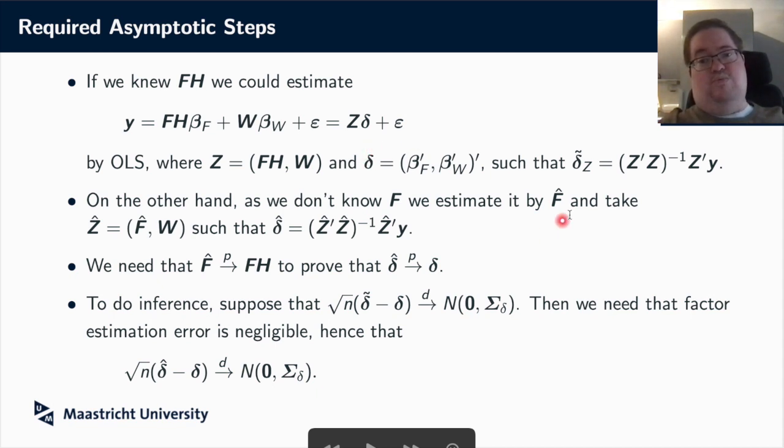Well, that of course we don't know, so we plug in F hat instead, where we obtain F hat through, for instance, principal components. So what we would need in the first place is to show that F hat converges in probability to F, in which case it follows that delta hat converges in probability to delta. But for inference we need a bit more, because we need to look not just at delta hat converging to delta, but multiplying it by square root n, and then showing that the limit distribution is the same if we use the true factors or the estimated factors.